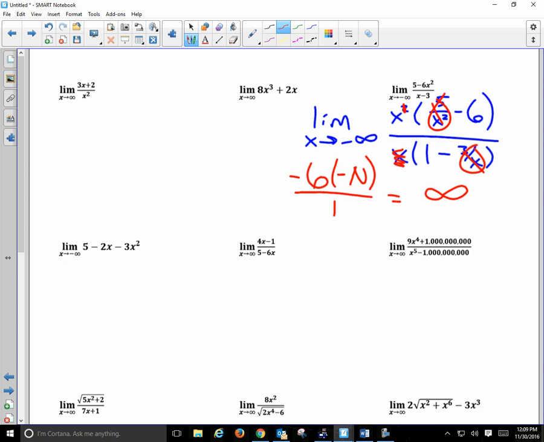And if you get a negative wrong on this test, I don't take off a half point, I take off a whole point. Because there's a big difference between positive infinity and negative infinity, okay? It's a big deal.